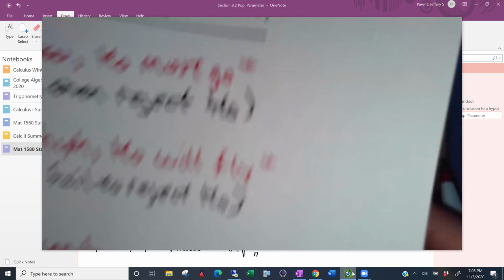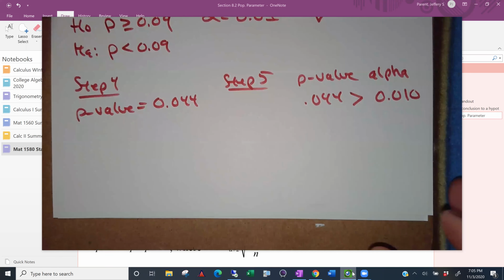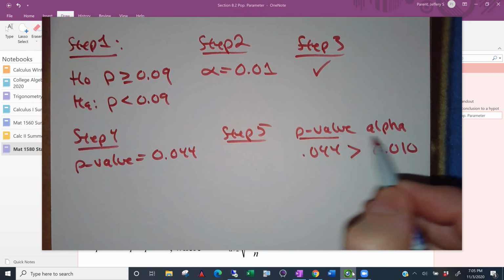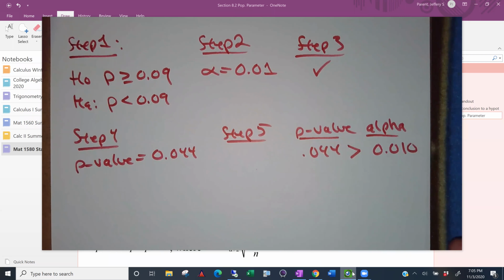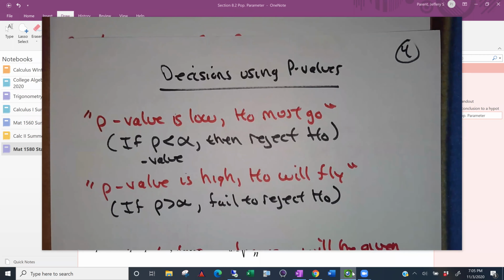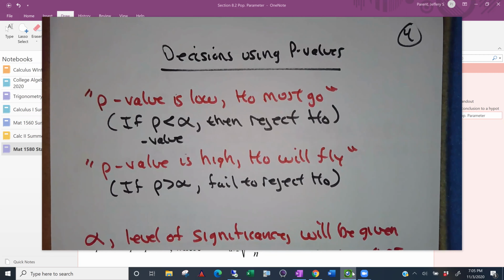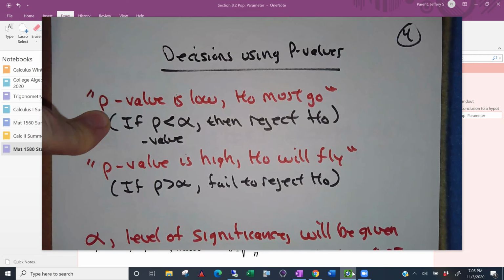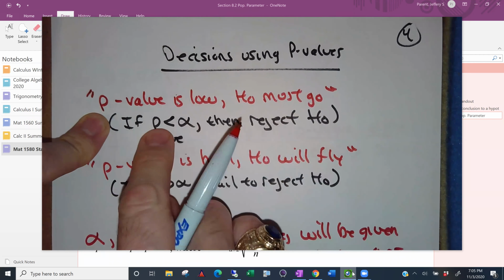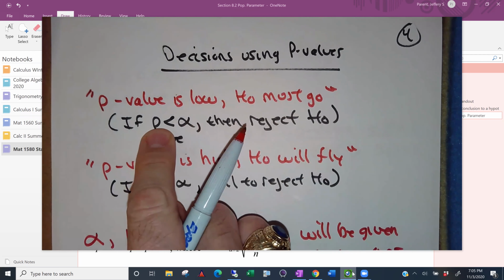Now, could you scroll up just a little bit, please? Oh, sure. We've got to decide what that says about our null hypothesis. Do we reject it or do we fail to reject? And let me remind you what we said about this back in section 8.1. If the p-value is low, H naught must go. So in other words, we reject H naught if the p-value is less than alpha. Is that what we got here?